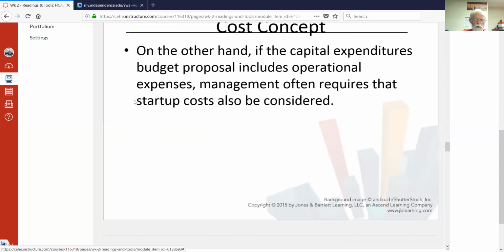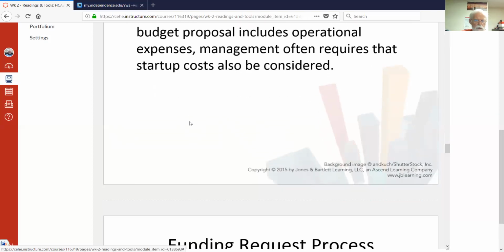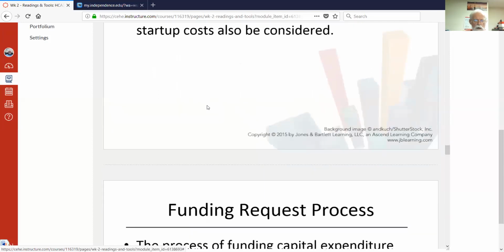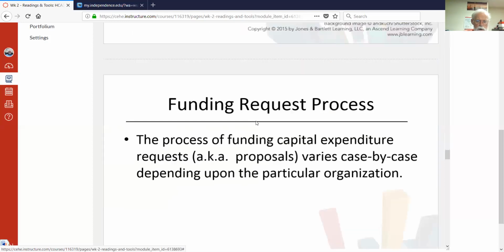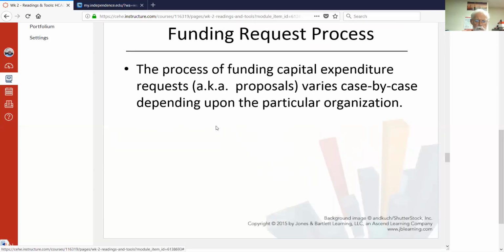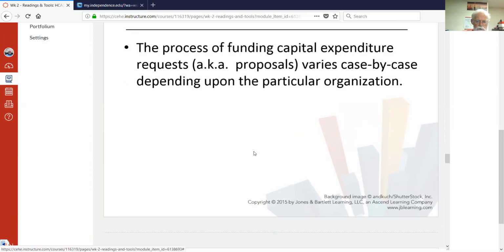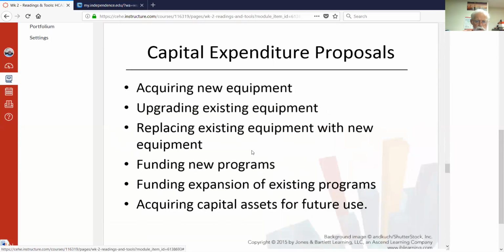Startup costs means basically, you don't just put up the building and open it up. There is a cost required for getting that done, and it might include additional temporary staff. It might include the cost of overtime workers, say moving equipment back and forth into various departments. So the process is going to depend on your organization.